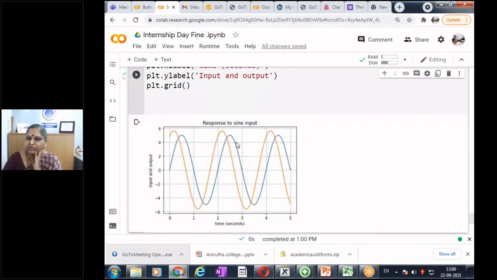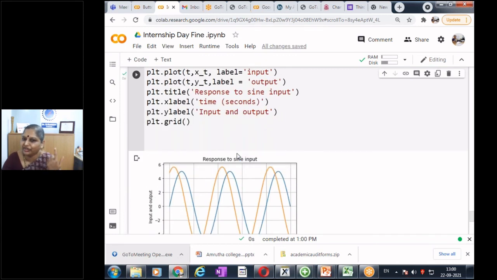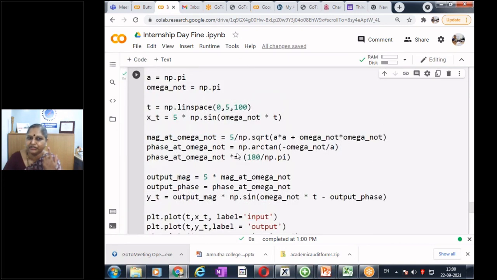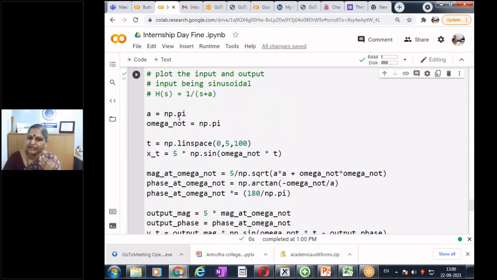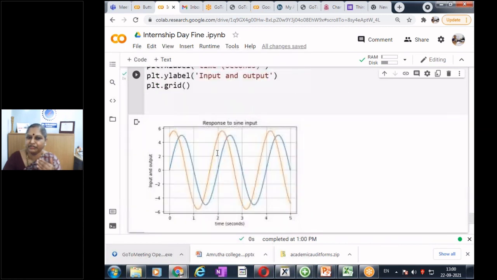See, I have my input, I have the output. What is my multiplication factor? At the 3 dB cutoff, we saw in the previous, my cutoff is at pi, A equal to pi. At the 3 dB cutoff, my output is 0.7 times and there's a delay of 45 degrees.